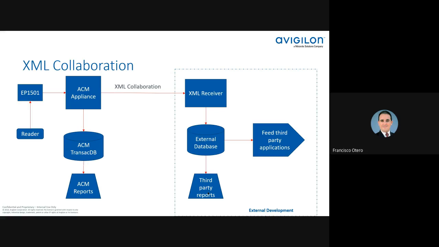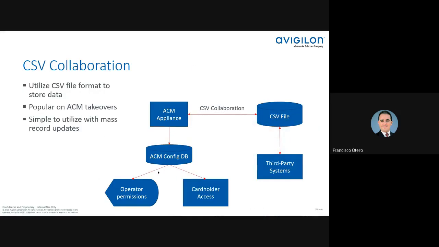So that is XML. The other option would be CSV. CSV is bidirectional, meaning I can send information in and out of ACM. And instead of a database, it basically utilizes a file, okay? It's great for takeovers. That's where we see them being used most.